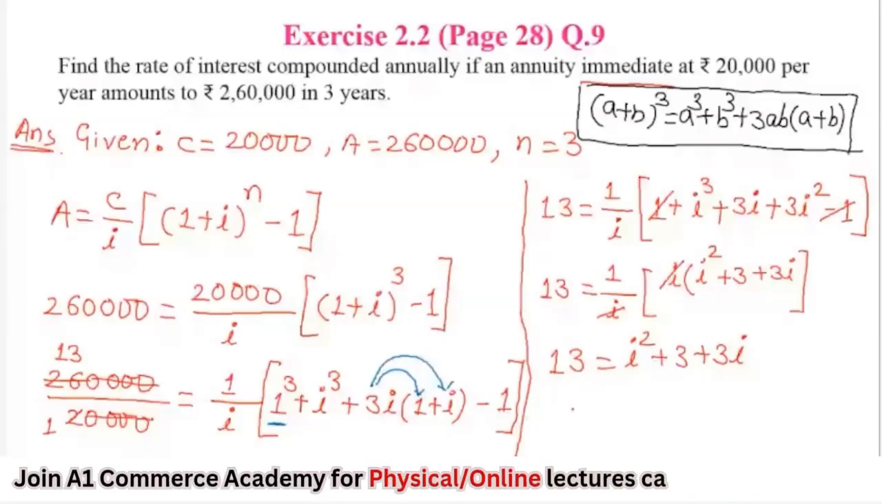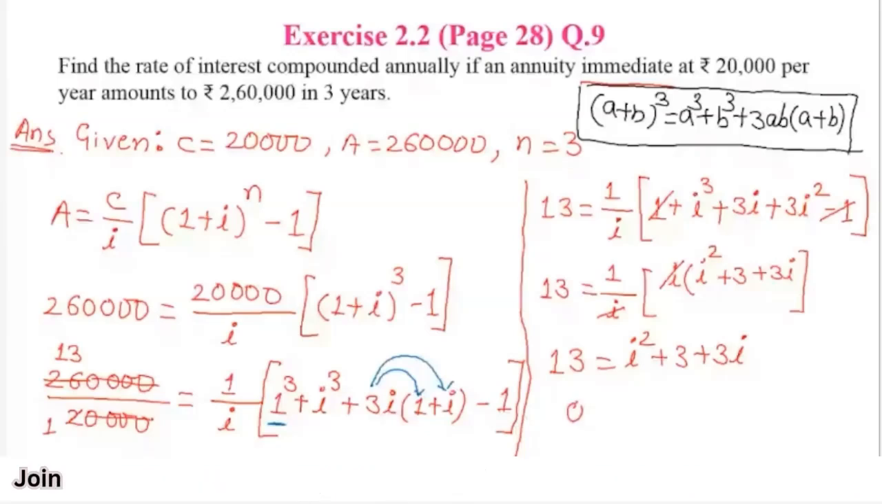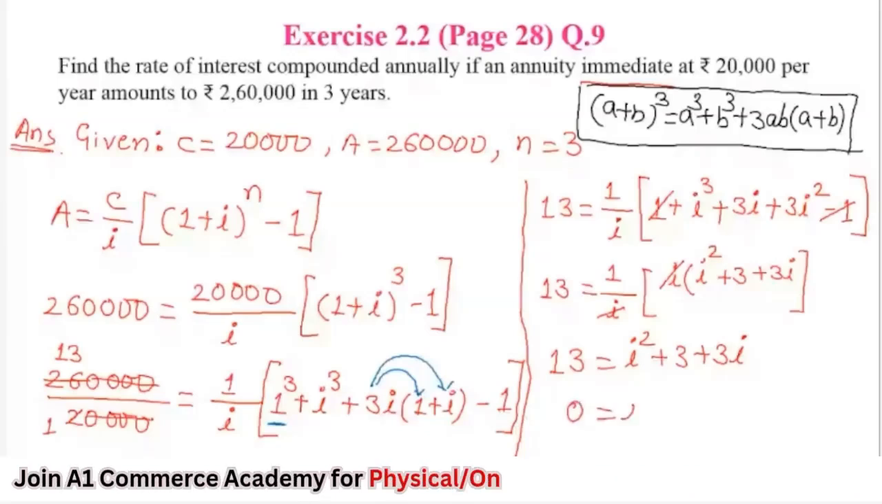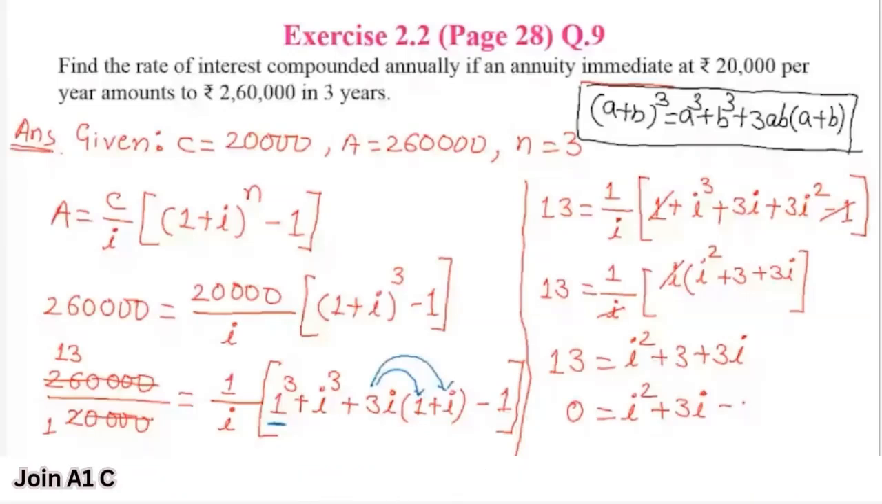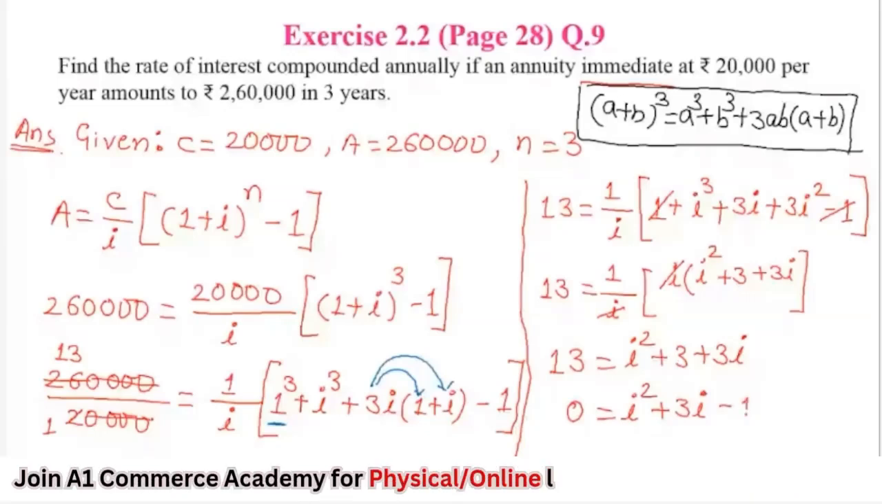Now you shift 13 to that side. So 0 is equal to I square plus 3i. This 13 goes that side and becomes minus 10. Yes, Smith, correct. Hello, Dhruv, clear?